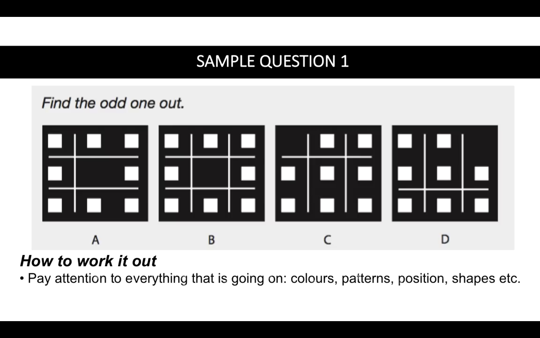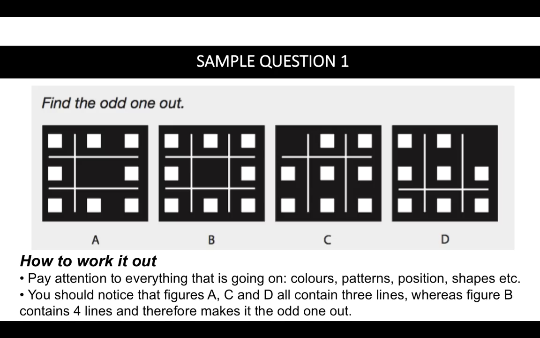So the best way to work this kind of thing out is to pay attention to everything that's going on. Colours, patterns, positions, shapes, etc., rotations. And the more you do of these, the better you will become. So at some stage during this video, I'm going to tell you where you can get free access to online tests. You should notice in this particular question that figures A, C and D all contain 3 lines, whereas figure B contains 4 lines, and therefore it makes it the odd one out.